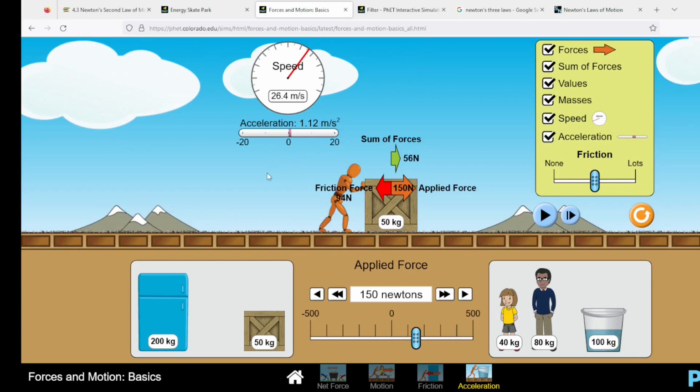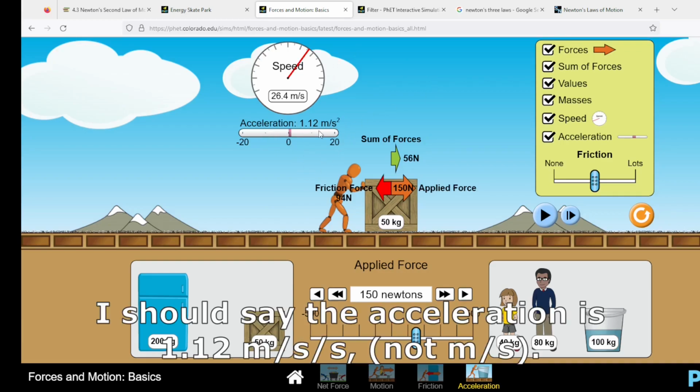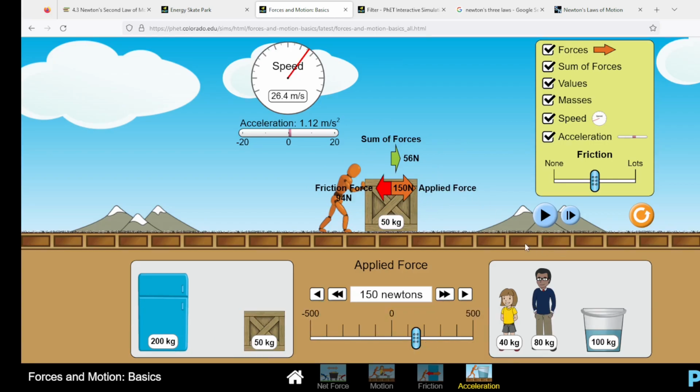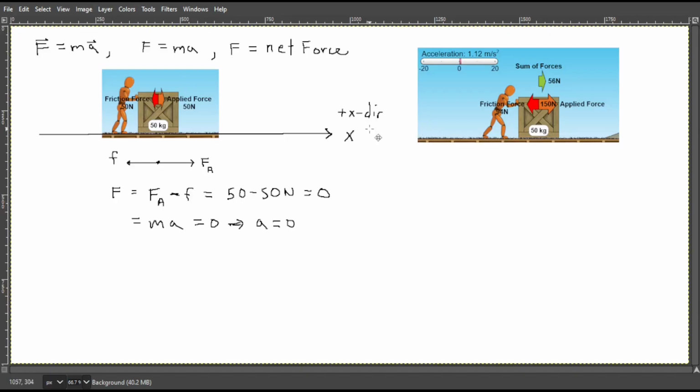That's giving rise to an acceleration, which we're measuring with our tape measures and clocks and stuff that they have for us here, or however they're doing it at this Force and Motion Basics PhET Sim. We can see the measured acceleration is 1.12 meters per second squared. So let's verify that our measured acceleration is consistent with Newton's second law.